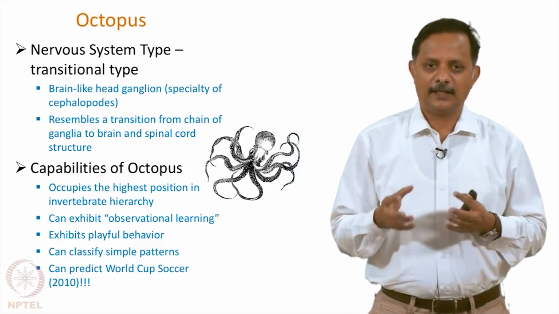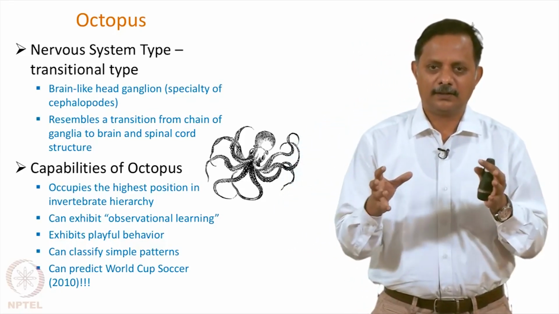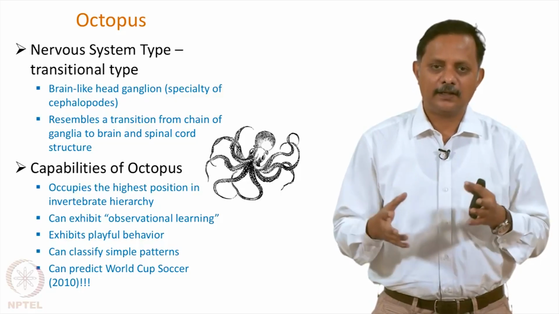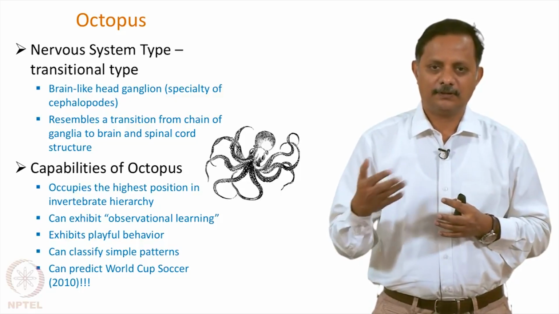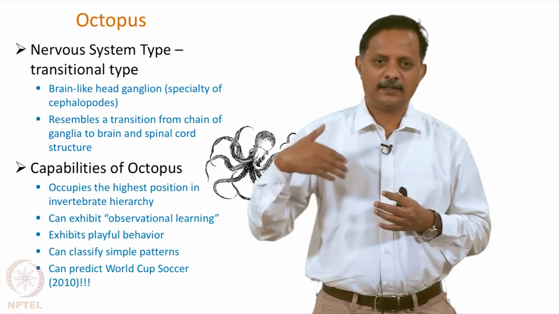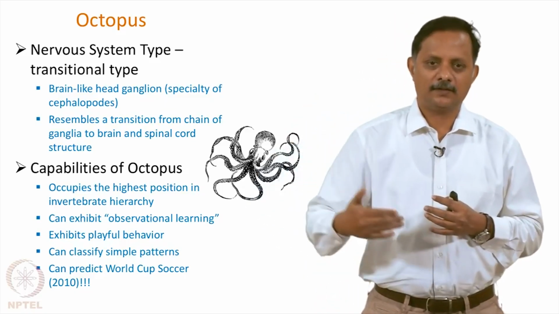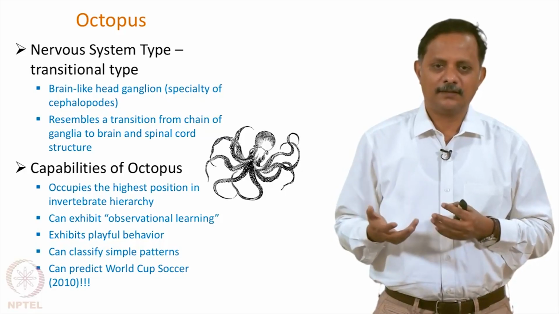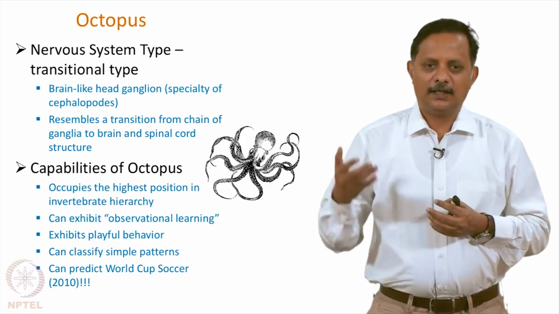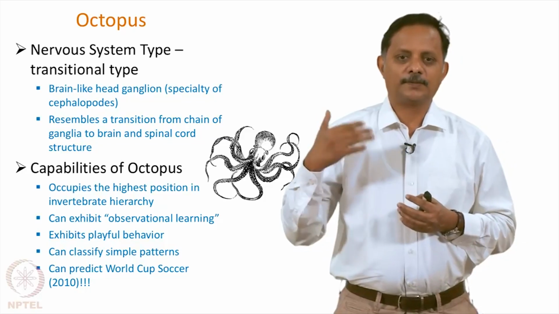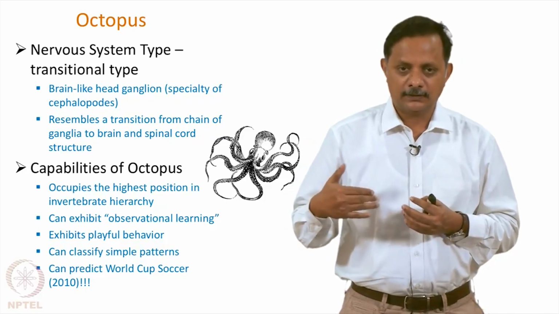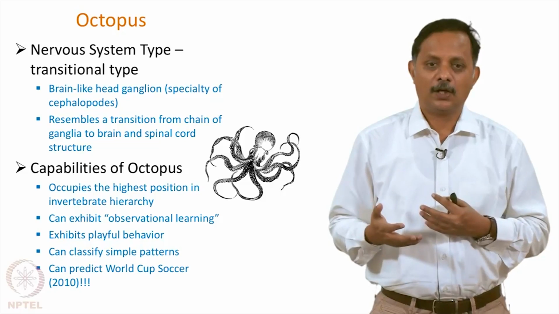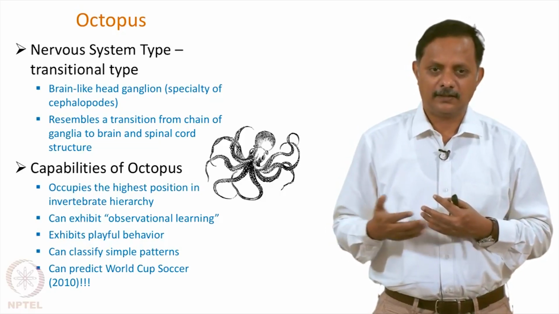So, it has a brain-like head ganglion. This big ganglion that it has in the head is called the head ganglion, and this seems to represent the transition from the chains of ganglia to the brain-like nervous system. And octopuses exhibit very interesting capabilities. In fact, it occupies the highest position in the invertebrate hierarchy. So, it is probably one of the smartest organisms in the invertebrate hierarchy.